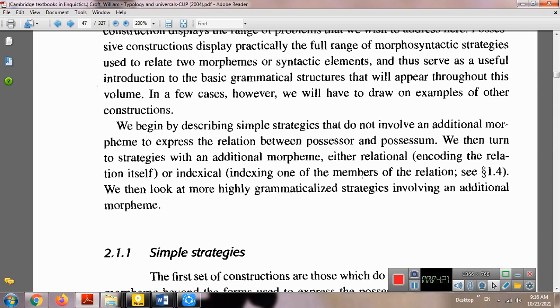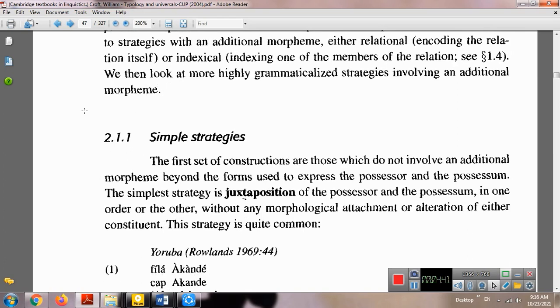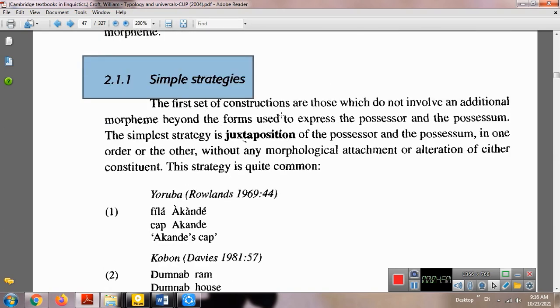Dear student, here we can see the different ways of expressing the possessive construction. One of the ways to express the possessive construction is the simple strategies. The first set of constructions are those which don't involve an additional morpheme beyond the forms used to express the possessor and possessum. They don't use an additional morpheme to express the possessor and possessum.